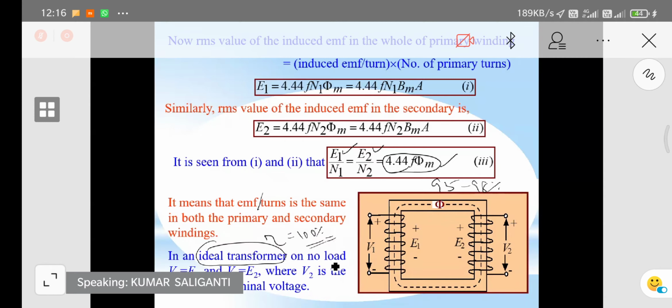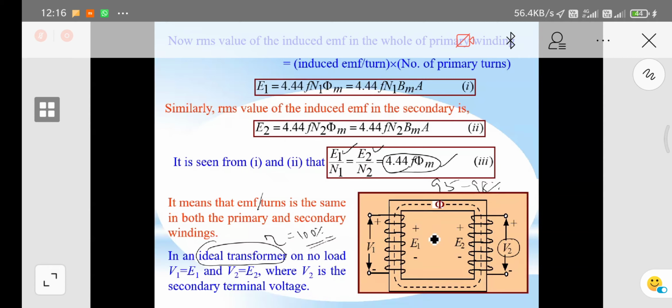What is the difference between ideal and practical? That is a different case. I will tell you later the difference between ideal and practical. Okay. So in an ideal transformer on no load, V1 equal to E1 and V2 equal to E2, where V2 is the secondary terminal voltage.